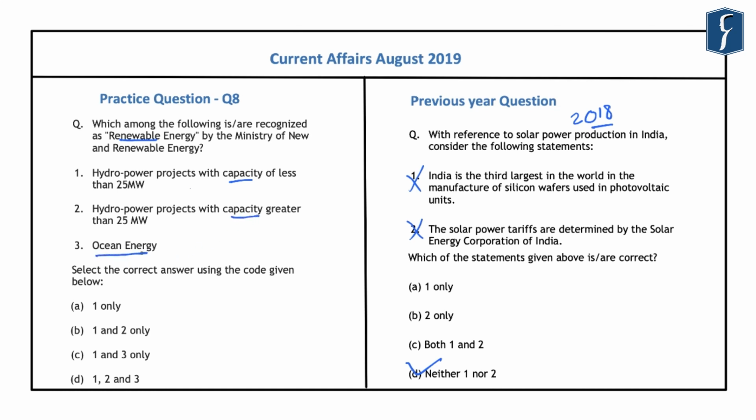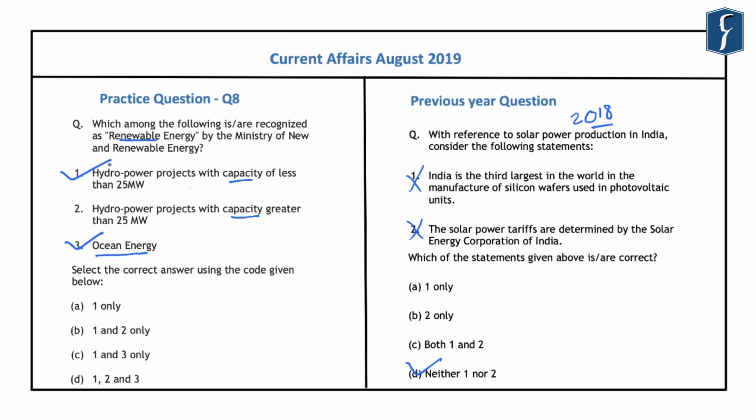Now, if you look at the recent notifications of the Ministry of New and Renewable Energy, you will find that ocean energy has been recognized as a renewable energy by the ministry. Further, the hydropower projects with capacity of less than 25 megawatts were already recognized as renewable energy by the ministry.